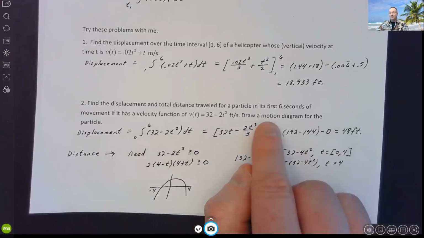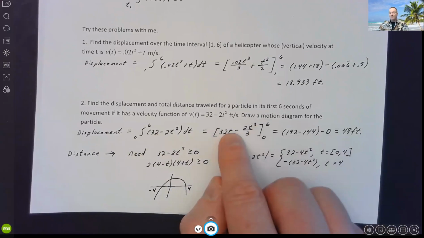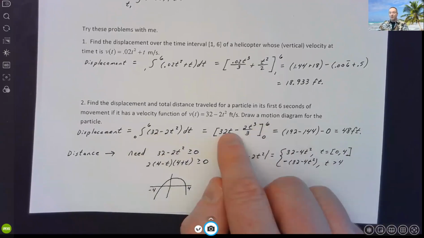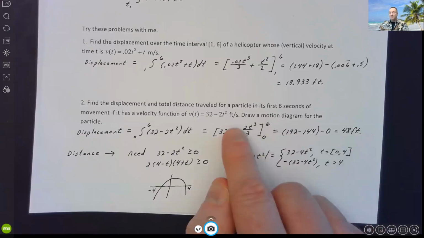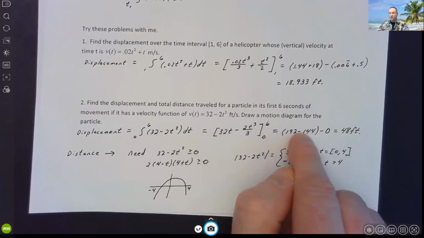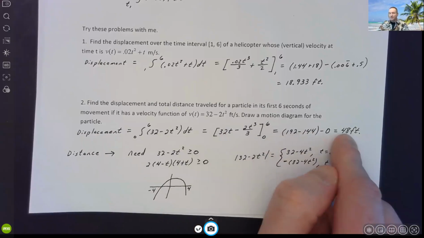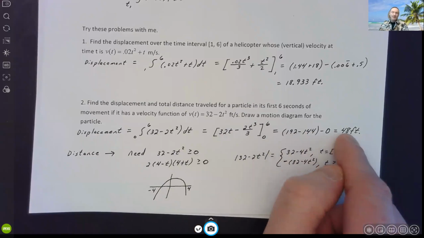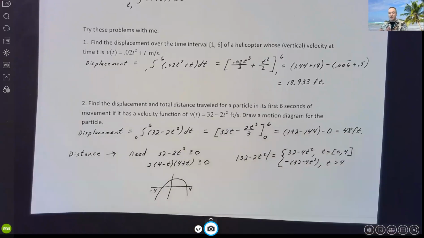The only answer I'll get is when I plug in the 6, and that gives me 6 times 32 for 192, minus 2/3 times 216, which is 144. We get 192 minus 144 for our total displacement of 48 feet. So that's telling me that the displacement, or the change in position from 0 to 6 seconds, is 48 feet to the right of where it started the movement at 0 seconds. Now that doesn't necessarily mean it traveled 48 feet. That's how far to the right it is at the end of this point of motion.